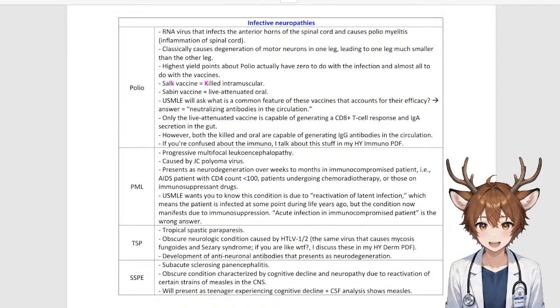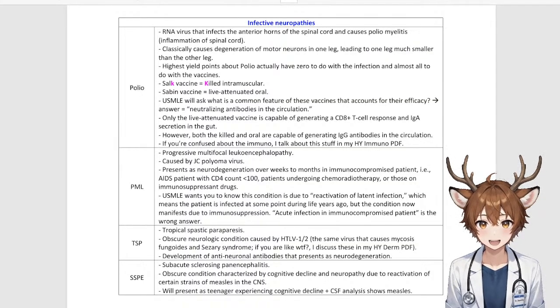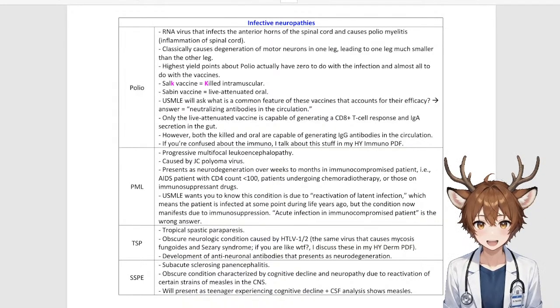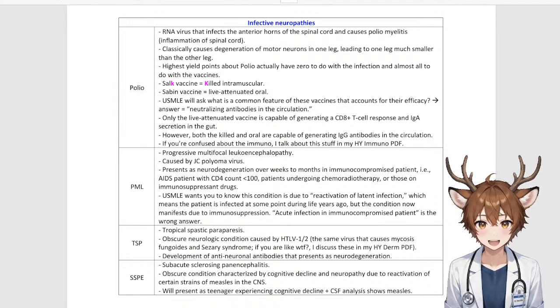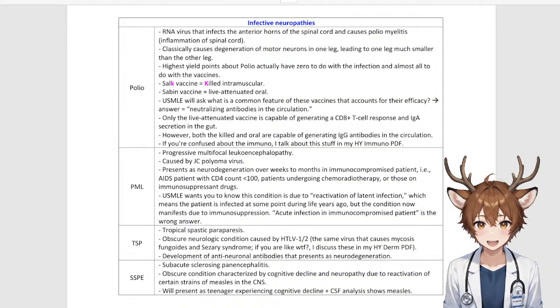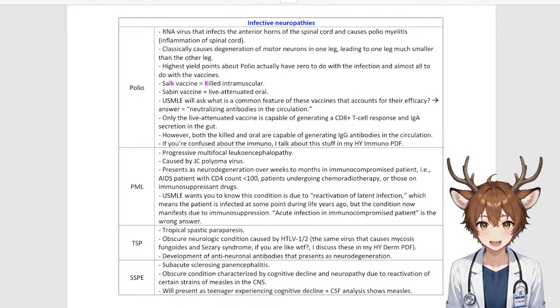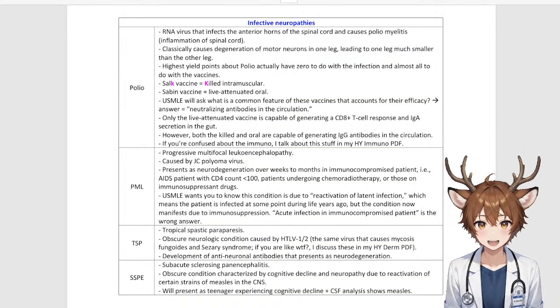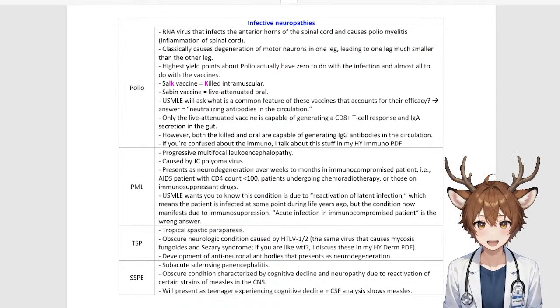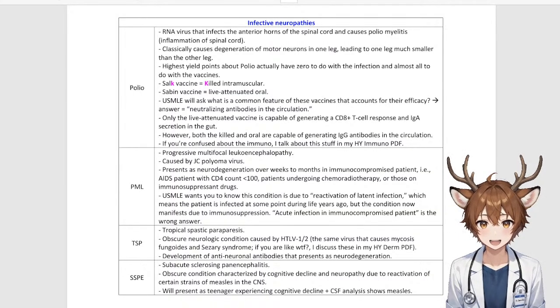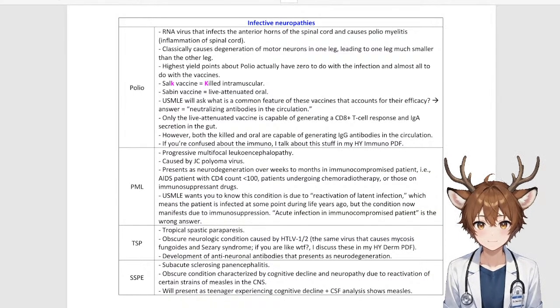TSP, tropical spastic paraparesis. That's an interesting tongue twister. Obscure neurologic condition caused by HTLV-1/2, the same virus that causes mycosis fungoides and Sézary syndrome. If you were like, oh my gosh, what the flip, I discussed these in my high-yield derm PDF. Development of antineuronal antibodies that presents as a neurodegeneration.